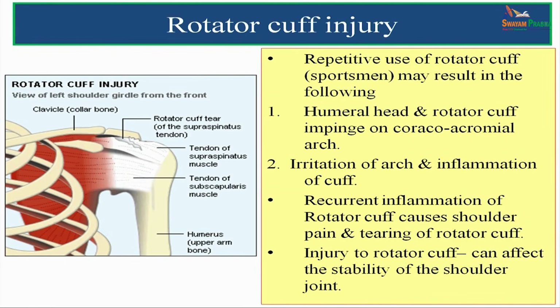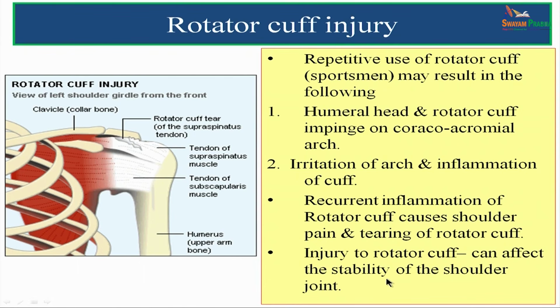Rotator cuff injury. Repetitive use of the rotator cuff, as in the case of sportsmen, may result in an injury to the rotator cuff. This results in the humeral head and rotator cuff impinging on the coracoacromial arch. So when something is constantly impinging or rubbing against the coracoacromial arch, the arch can get irritated, and this further results in inflammation of the rotator cuff. Recurrent inflammation of the rotator cuff causes shoulder pain and tearing of the rotator cuff.